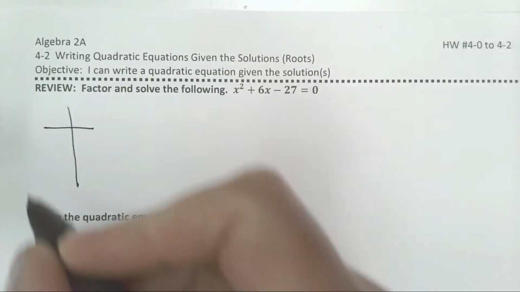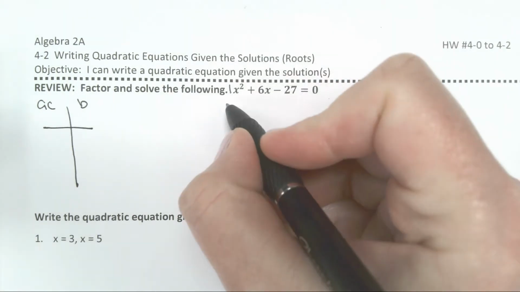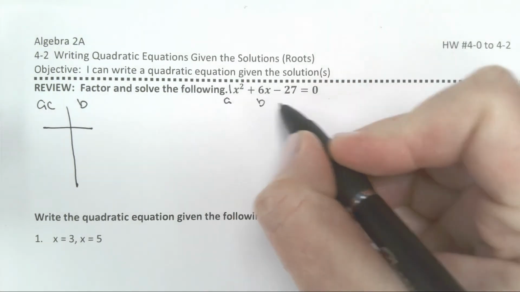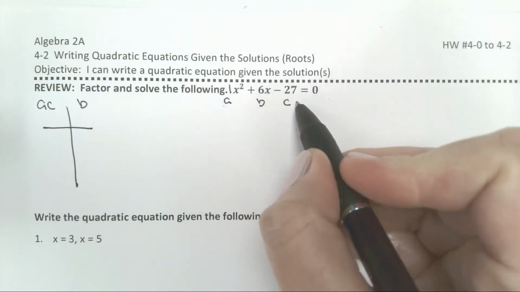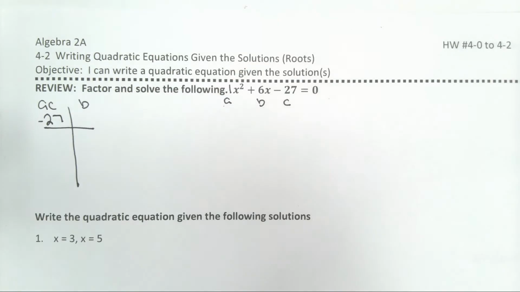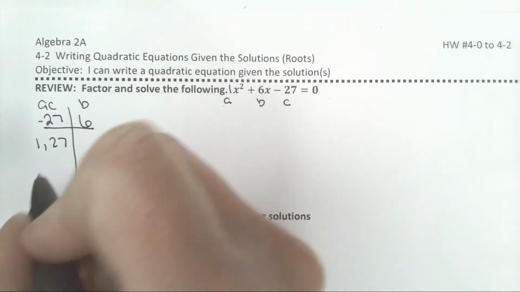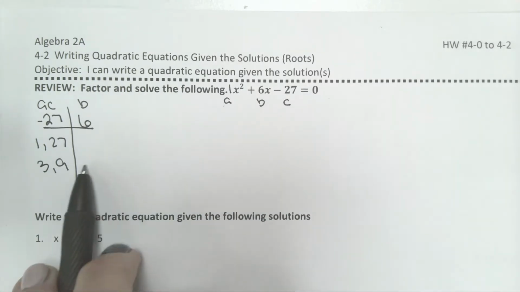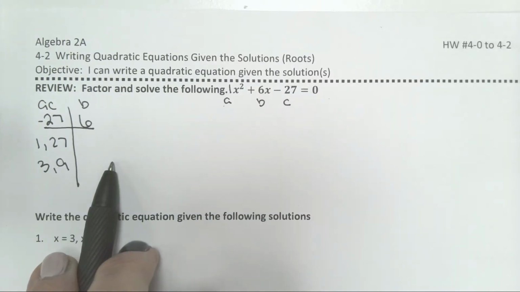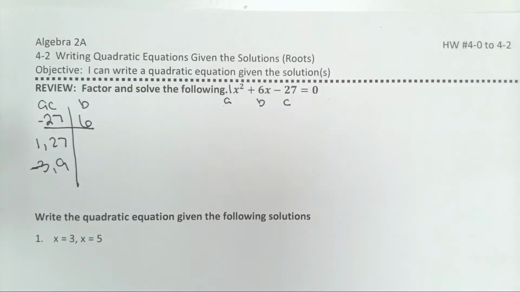First thing that I'm going to do is make an ACB chart. So remember that A is 1, B is 6, and C is 27. So when I take A times C, I need factors of negative 27 that add up to 6. So my factors that I can use are 1 and 27 and 3 and 9. All right, so 3 and 9 are 6 units away, and it has to add up to positive 6, so therefore the 3 has to be my negative number.